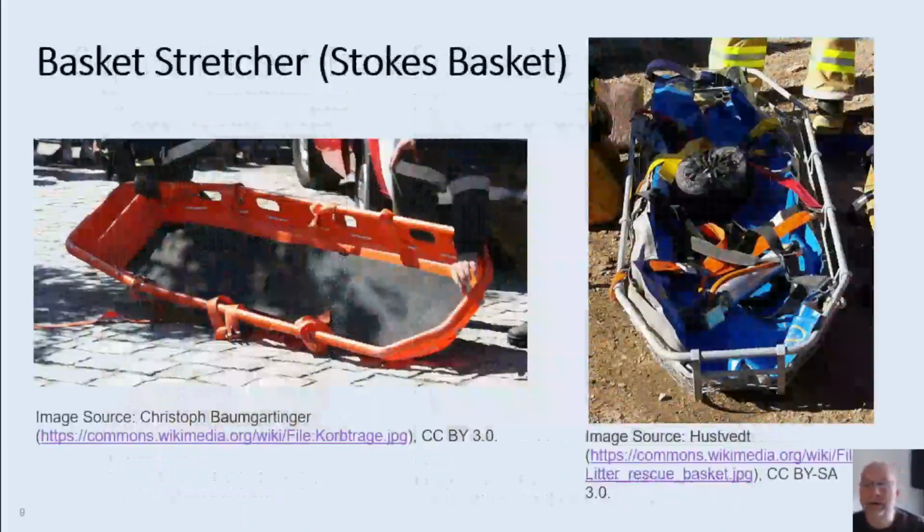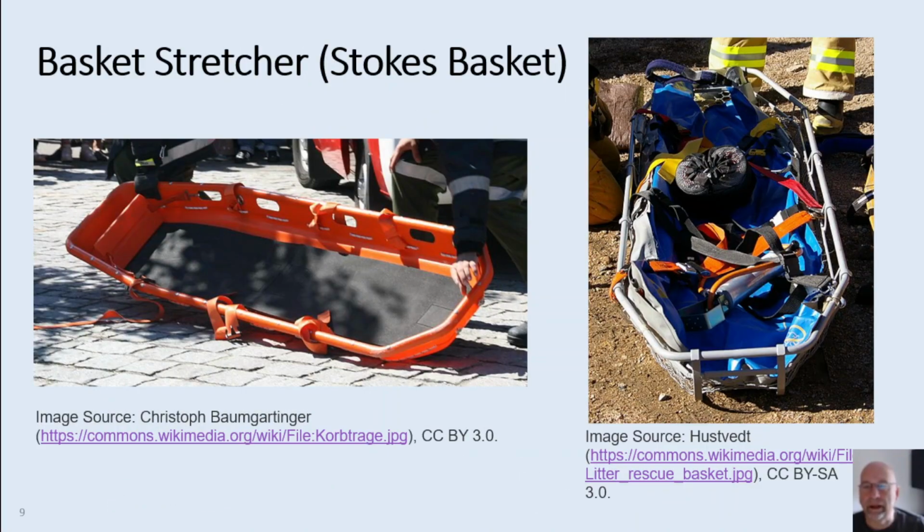If you must carry or move somebody over rough or uneven terrain, a basket stretcher, also known as a Stokes basket, is usually the best way to achieve this. While these devices are not commonly found on an ambulance, your local fire department or rescue squad will likely have one of these available for use. Stokes baskets can also be used to lift or lower a patient vertically or horizontally when performing rope rescue.